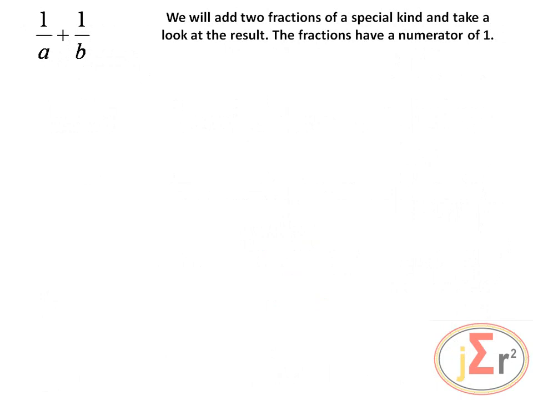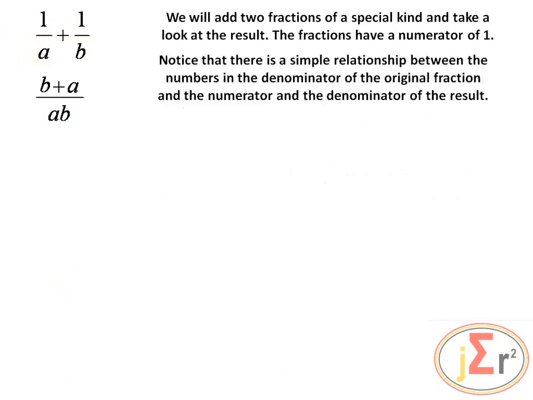We will add two fractions of a special kind and take a look at the result. The fractions have a numerator of 1. Let us look at the result. But we know that when we add fractions with exclusive denominators, this is what we will get. So the product will go there, and of course that one and that.